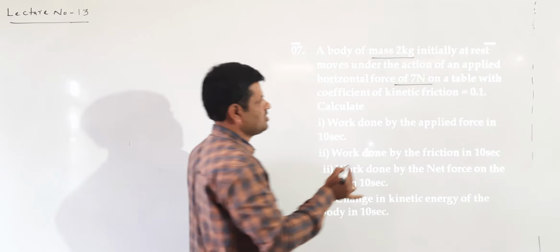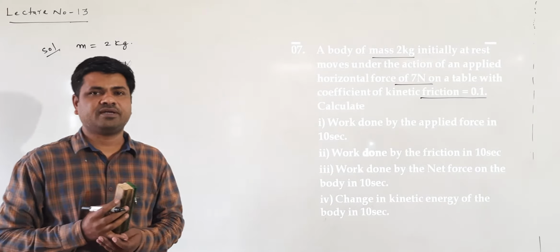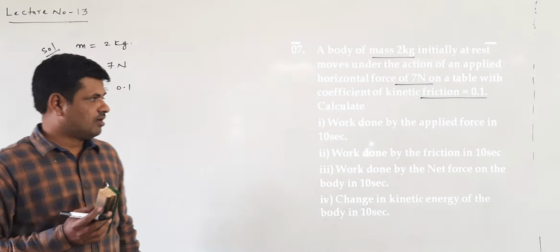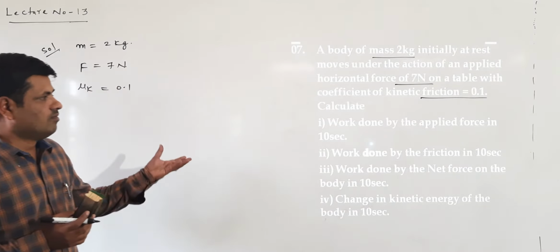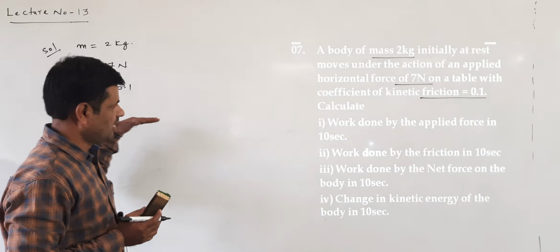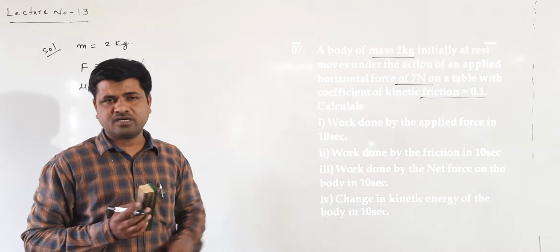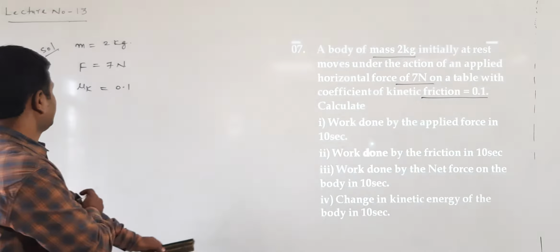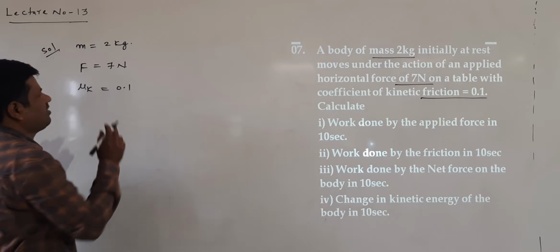Now first of all, calculate the work done by the applied force in 10 seconds. In order to calculate the work done, first we have to find the displacement. Knowing the displacement, we find the work done. The work done by the applied force: in the direction we apply the force, the displacement takes place in the same direction.